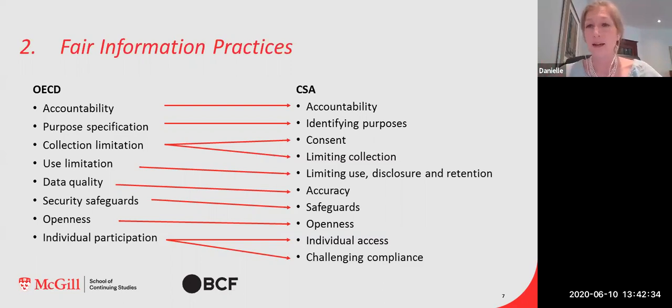Now, consent in Canada is absolutely the cornerstone of our fair information practices, but it doesn't always have to be explicit in Canada. In Europe, it does. You have to acquire explicit consent. But in Canada, that isn't the case. I can have situations where I can rely on implicit consent. And I can give you an example of this.